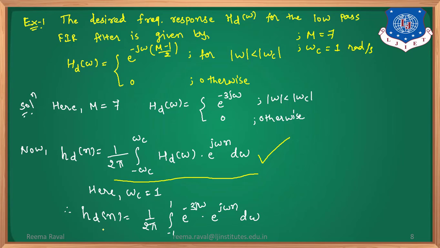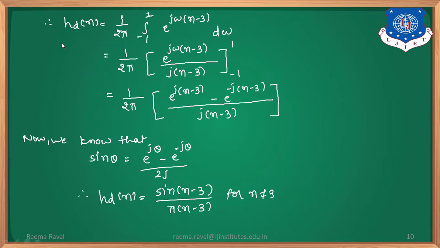So it will become hd of n, that is equals to 1 by 2 pi integration in the interval minus 1 to 1. Here we have the function hd of omega, that is e raised to minus 3j omega. So here it will become e raised to minus 3j omega into e raised to j omega n and d omega. So the next step will become hd of n, that is equals to 1 by 2 pi integration in the interval minus 1 to 1. E raised to j omega is common, so in the bracket we have the term n minus 3 into d omega. The integration of this term will become e raised to j omega n minus 3 divided by j into n minus 3 with the limit minus 1 to 1.